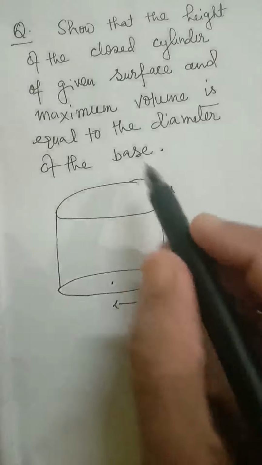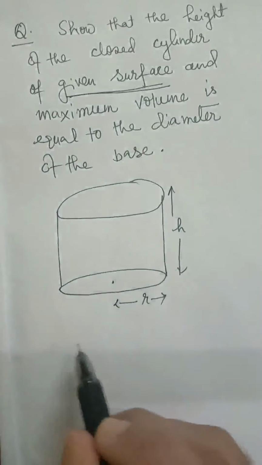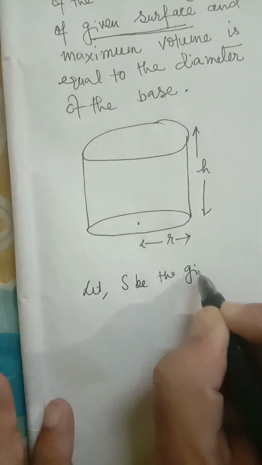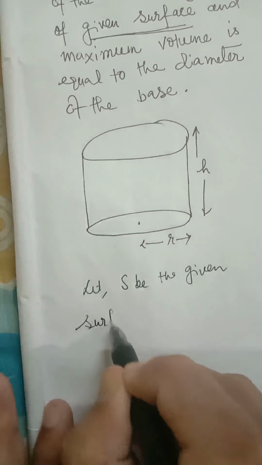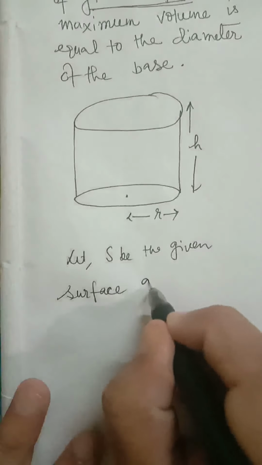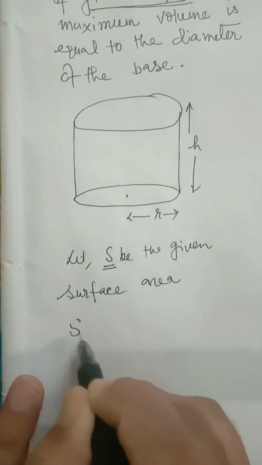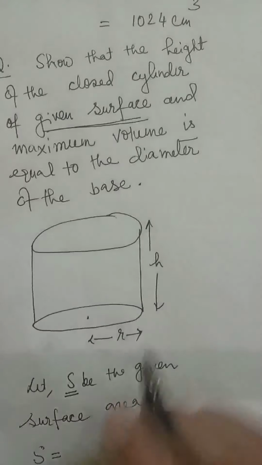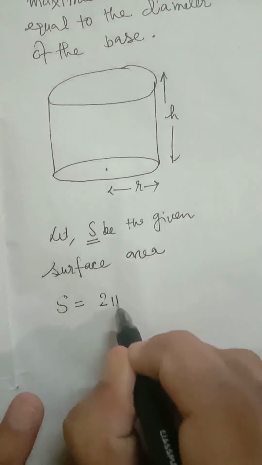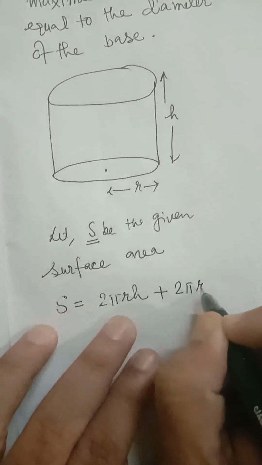Now how will you start? You can see the surface area of a cylinder is given. Let S be the given surface area. Whatever is given in the question, we will treat as constant. So we treat S as constant. S equals, what is the surface area? You can see, closed cylinder. What is the surface area of a closed cylinder? It will be 2 pi r h plus 2 pi r square.